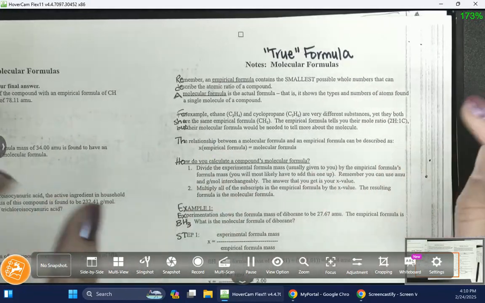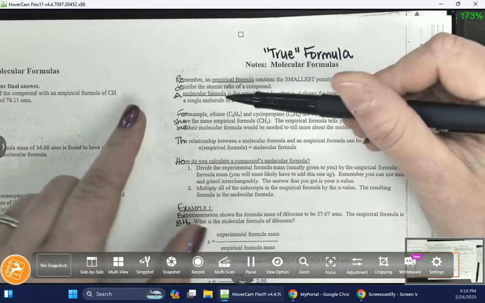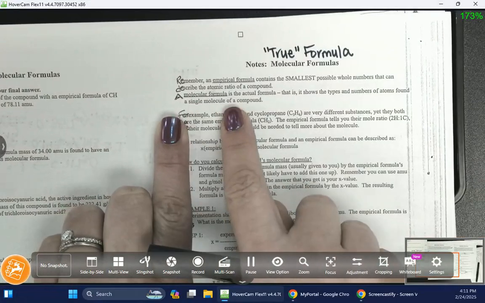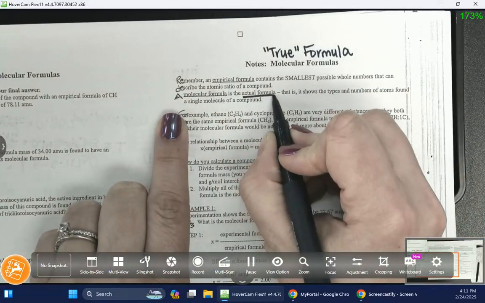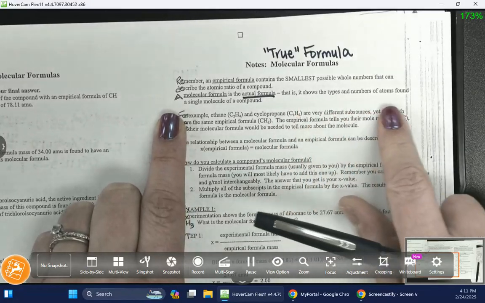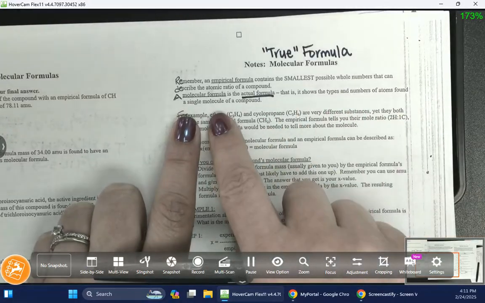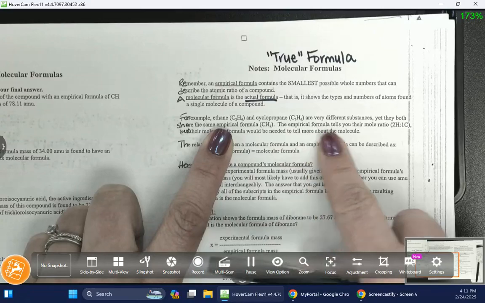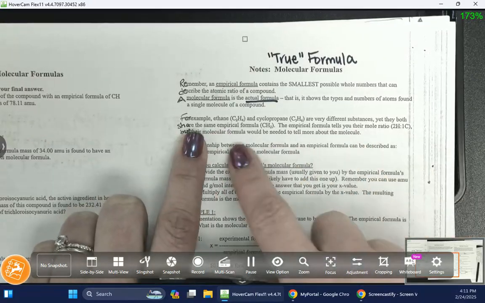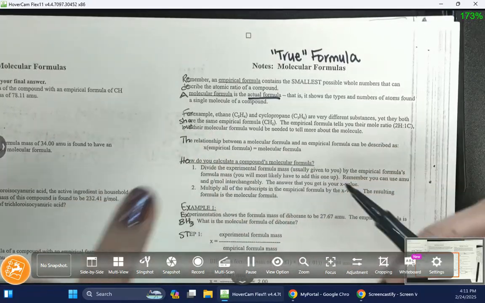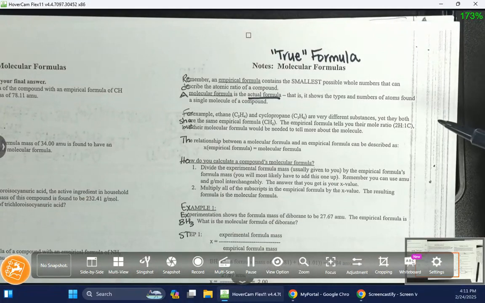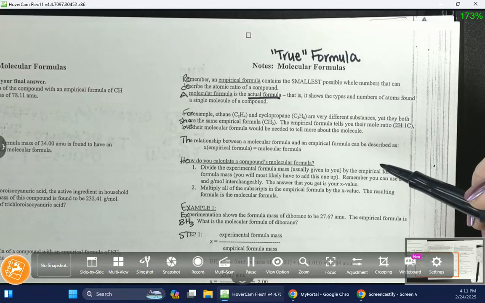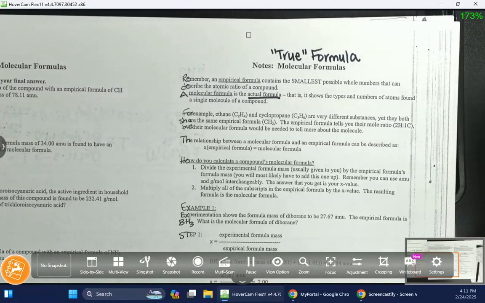So basically, the description coming down the page here says a molecular formula is the actual formula. It shows the types and numbers of atoms found in a single molecule of the compound. For example, ethane and cyclopropane are very different substances, yet they both share the same empirical formula. The empirical formula tells you their mole ratio, but their molecular formula would be needed to tell you more about the molecule, like their properties and things.